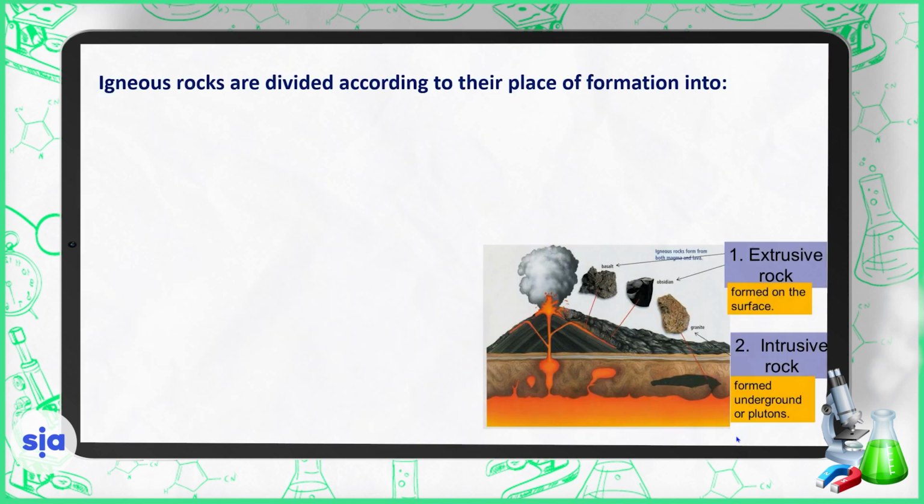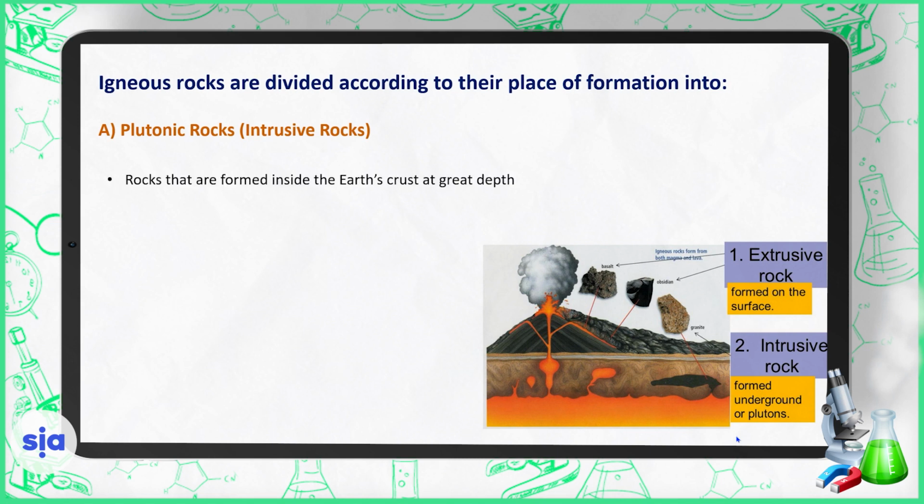Igneous rocks are divided according to their place of formation into plutonic rocks, the intrusive rocks, rocks that are formed inside the earth crust at great depth. They are huge masses that cover wide areas.